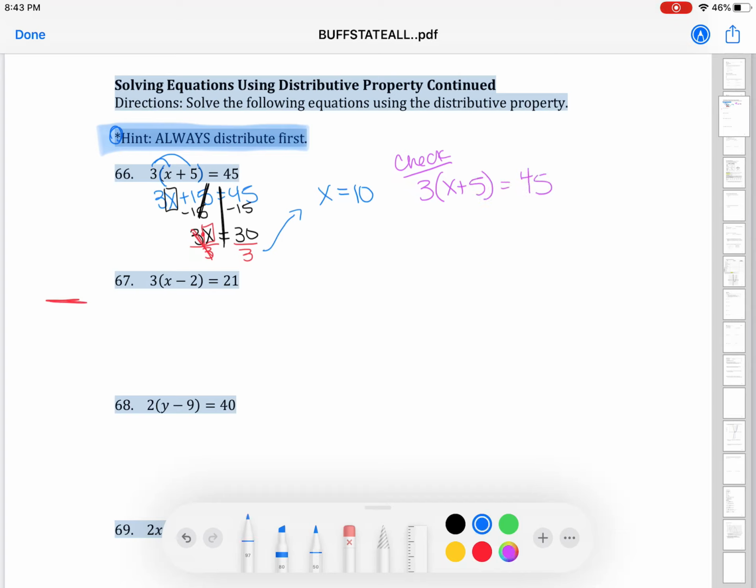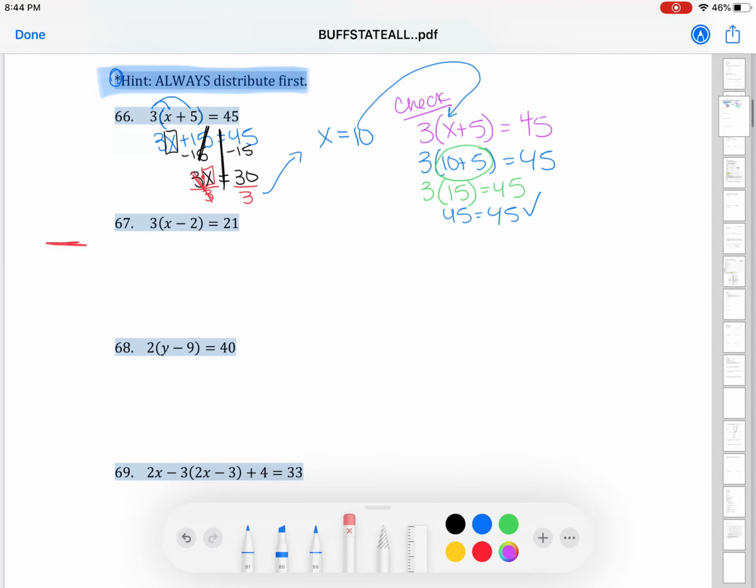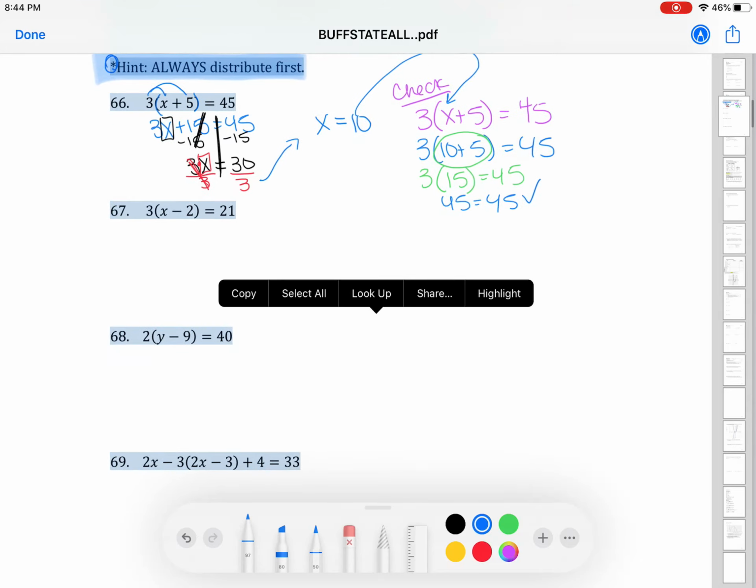So just like the last one, I'll show you one check so you have an idea of how you would want to do it. So this is the original given equation. If I take that x value that I got as an answer and I plug it in for 10, it's going to look like this. And then I follow PEMDAS. So I'm going to do what's in the parentheses first. So the 3 comes down, 10 plus 5 is 15, and that equals 45. And then 3 times 15 is 45. So 45 equals 45, and that checks out. See, the checks can go rather quickly, and it's definitely worth your time to do them.